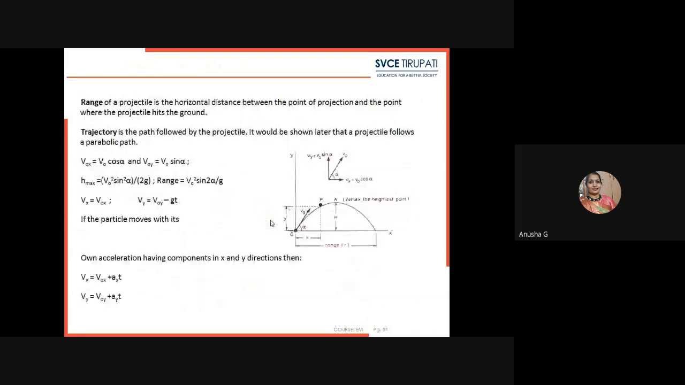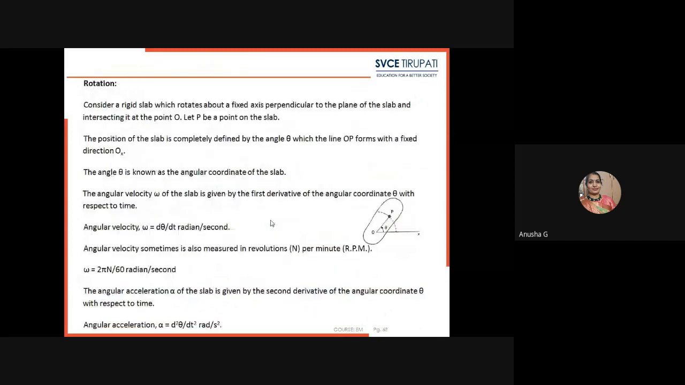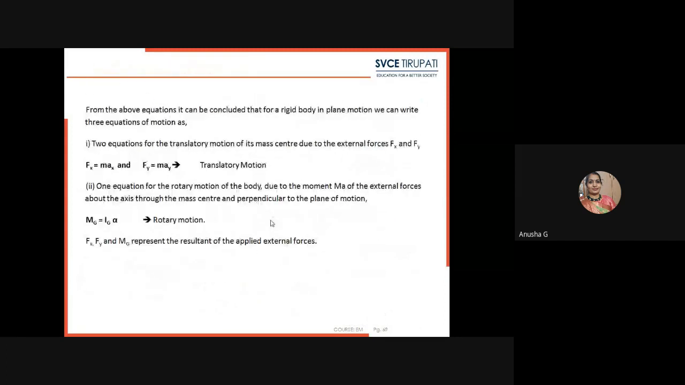According to our GATE syllabus, next we have to go about the centroid and center of gravity that we will see.